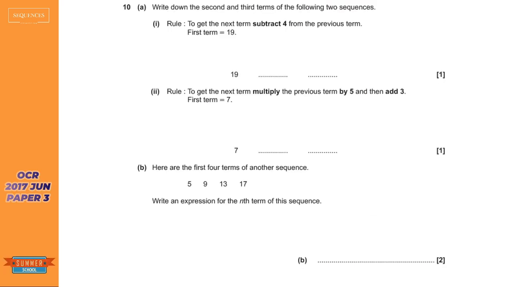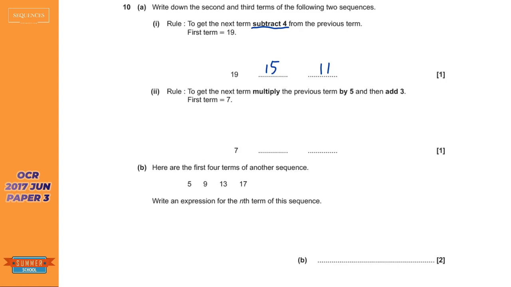And last up we've got OCR, and OCR starts quite easy with question A, but question B is really what I'm after with this question. So let's rattle through question 10A, and it says to get to the next term, subtract 4. So we're just going to take away 4 from 19, which hopefully will give us 15. Take away 4 from 15 will give us 11.